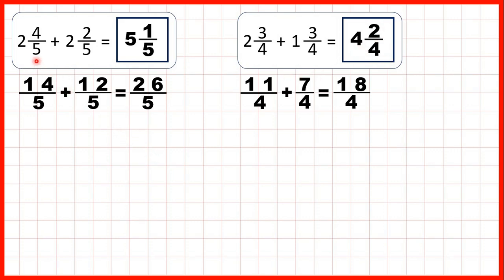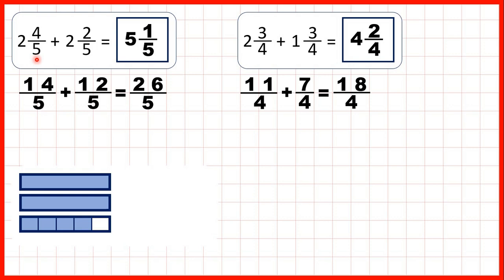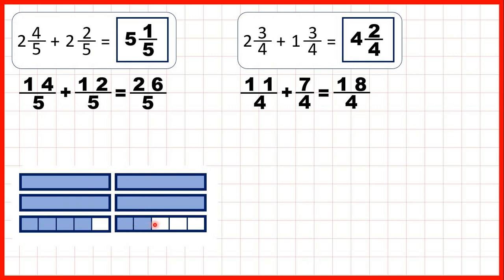So now let's show fraction bars to understand what we did. For this first question we had 2 4/5, so that's 2 wholes and 4/5, and we were adding 2 2/5. We changed both numbers into improper fractions, so that gave us 14/5 and 12/5. Putting that together, we got 26/5, because remember, each of these parts is 1/5, and we have 26 of them. But to change that back into a mixed number, we divided 26 by 5, and that gave us 5 wholes and 1/5 as our answer.